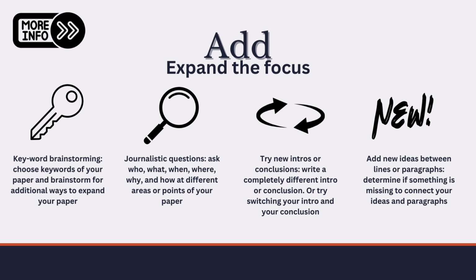You could do a keyword brainstorming. That's where you go through your paper and you pick some keywords. And you want to brainstorm additional ways that you might be able to expand your paper. So in other words, you're looking for maybe a way to add another section or another part of your argument.